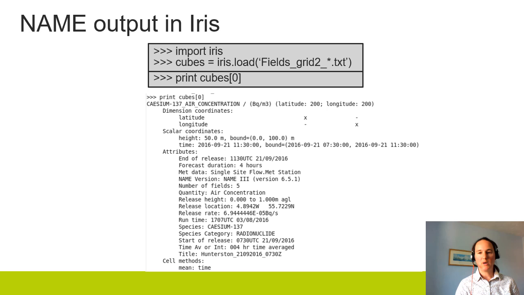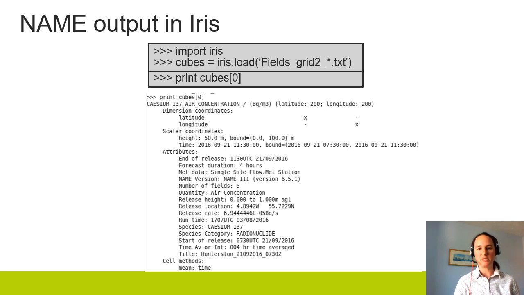If you are able to get hold of Iris, then it's very simple to input NAME data because all the tools for reading NAME data are included in Iris. If you're familiar with Python, you'll recognize some of the formatting here. The first line is just import iris, importing that package. Then we can just do cubes equals iris.load, and we load up our NAME file, in this case any file which starts fields_grid2. That's our output group name, if you remember from previous slides.